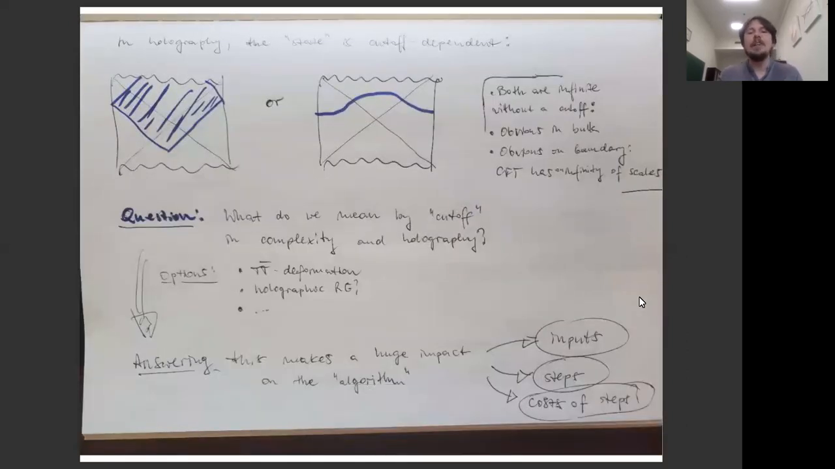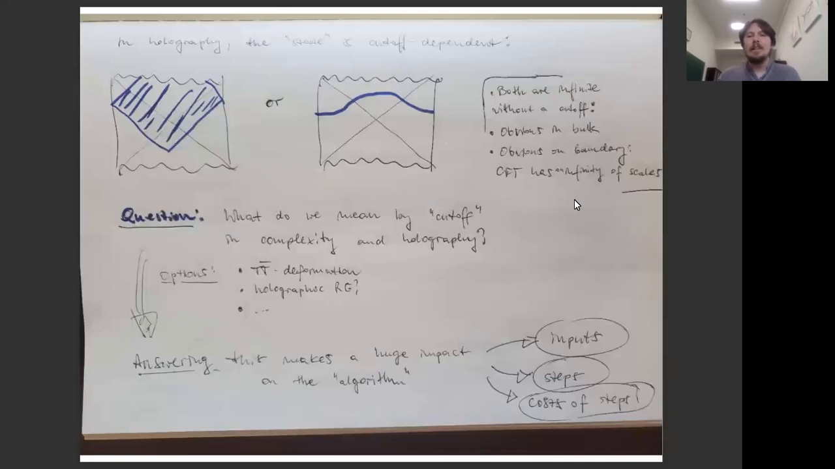Another piece of the story, which will be important, which is definitely important, is the cutoff dependence on the state. So here I drew cartoons of the two most common proposals for holographic complexity, and both of them are infinite if I don't impose a cutoff. This is obvious in the bulk because the size of the spacetime is infinite. It is also obvious that it should be the case in the boundary because the dual CFT has infinitely many scales, and presumably the state has to be prepared over all of those scales. So it will take infinite work to prepare it.